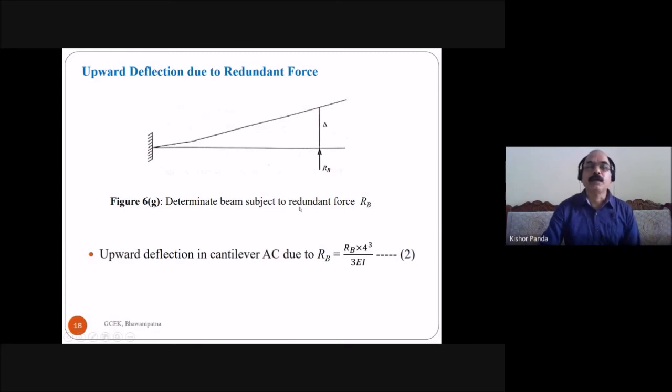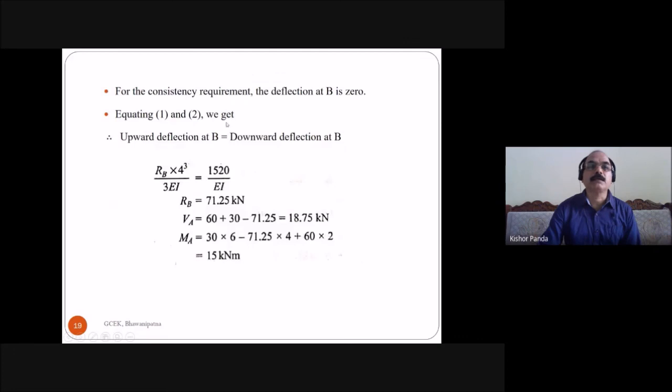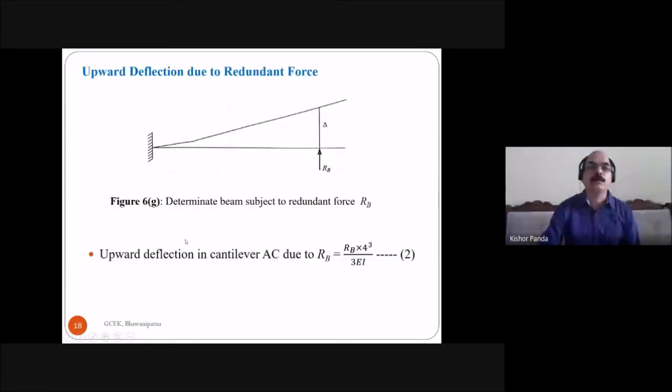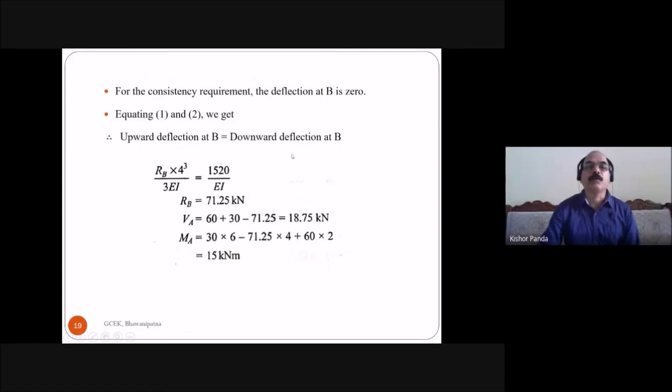Then for the consistency requirement, you know that the deflection at B is equal to 0. Then equating 1 and 2: this is equation 1, the downward deflection due to loading, and this is equation 2, the upward deflection due to the redundant force. After simplifying these two, you get RB equal to 71.25 kilonewton.